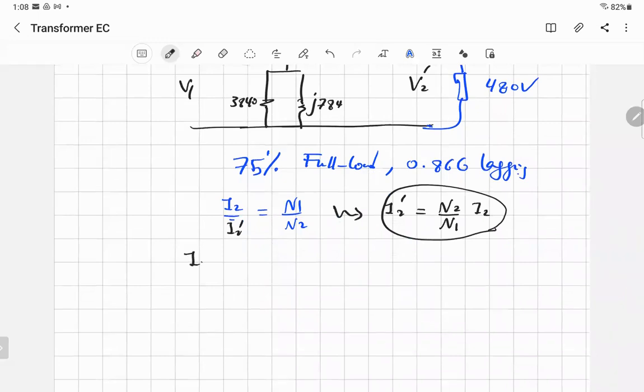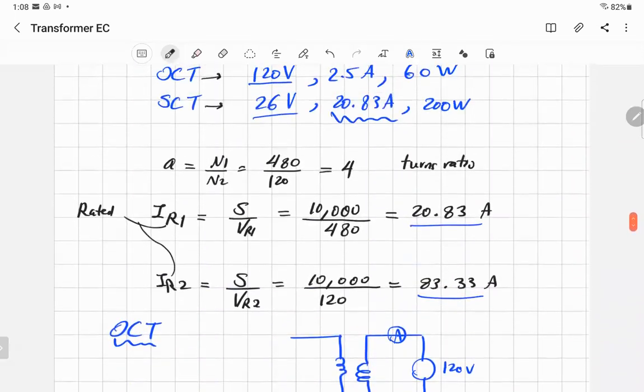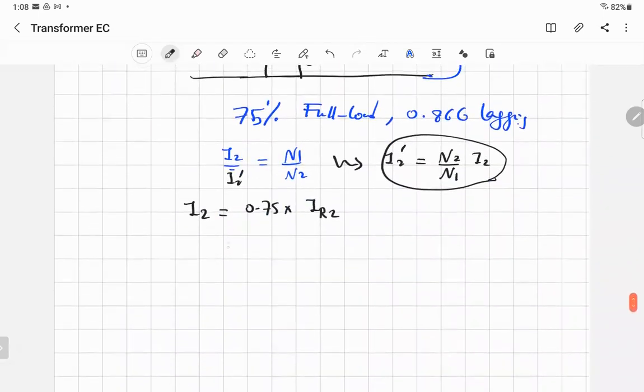So I2 in the secondary, he said 75%. So it'll be 0.75 times the rated value on side 2. Did we calculate that? Yes, we did. That was the first step. IR2 is equal to 83.3. So you'll say 0.75 times 83.3, and then you get 62.5. So that will be the current on the secondary side.